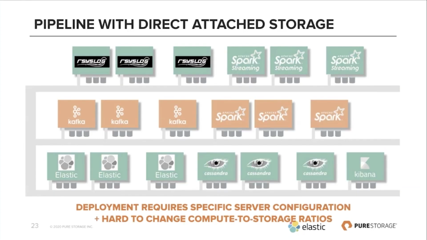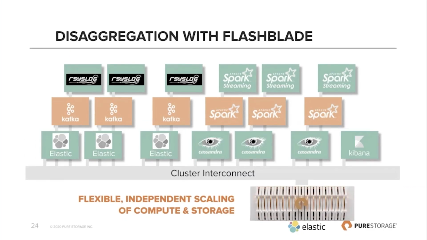If you look at the infrastructure and the direct attached storage model, you have to build out clusters of machines for each of the technology stack that you have. It requires a specific server configuration. It's hard to change the compute and storage ratios. In a disaggregated model with FlashBlade, you could scale out your storage separately and scale out your compute separately.